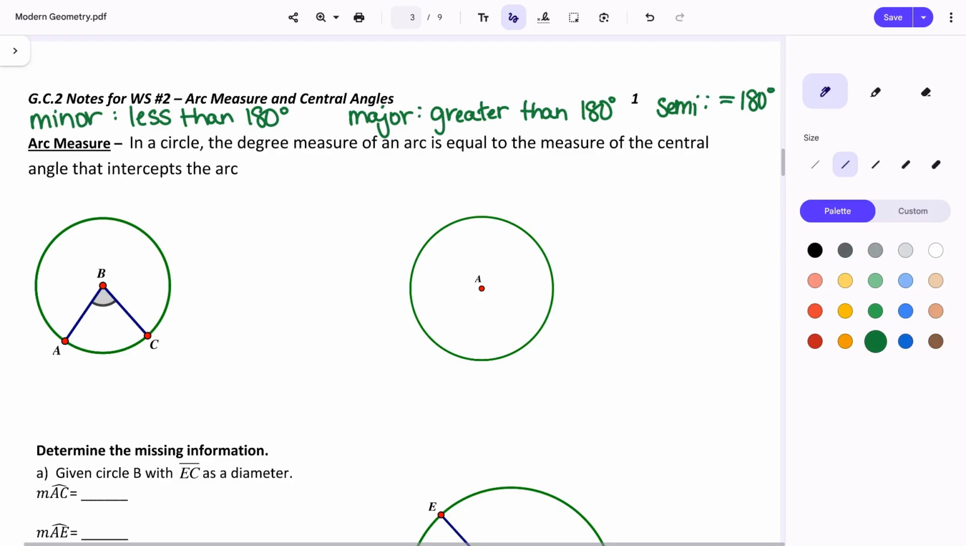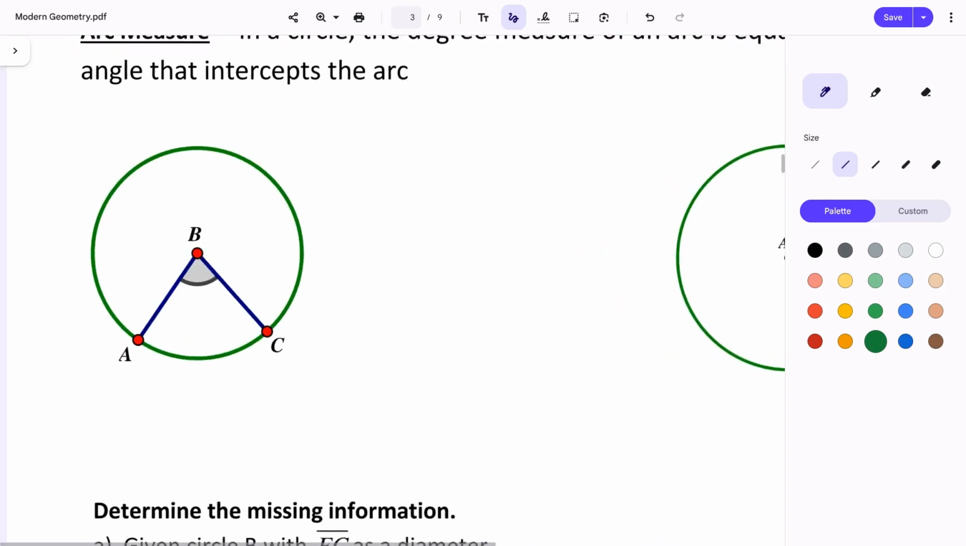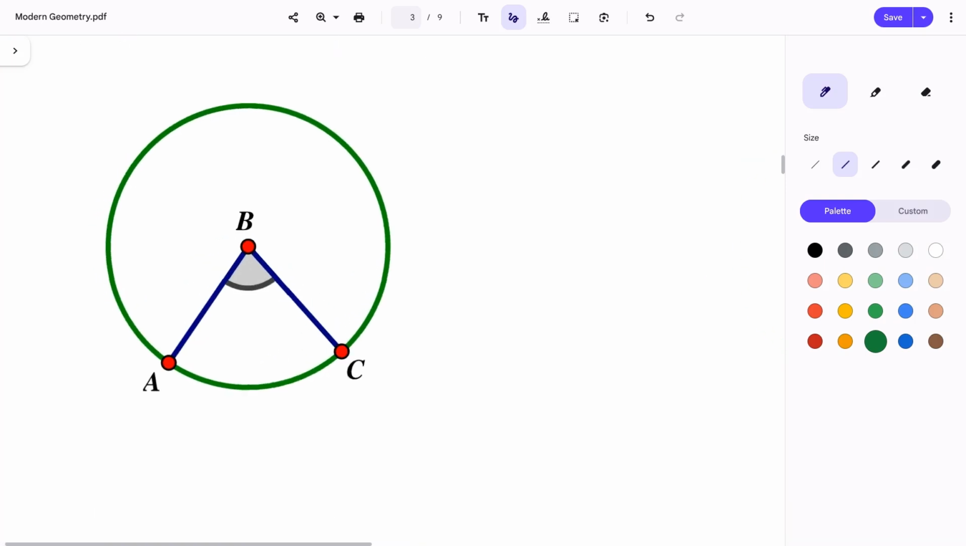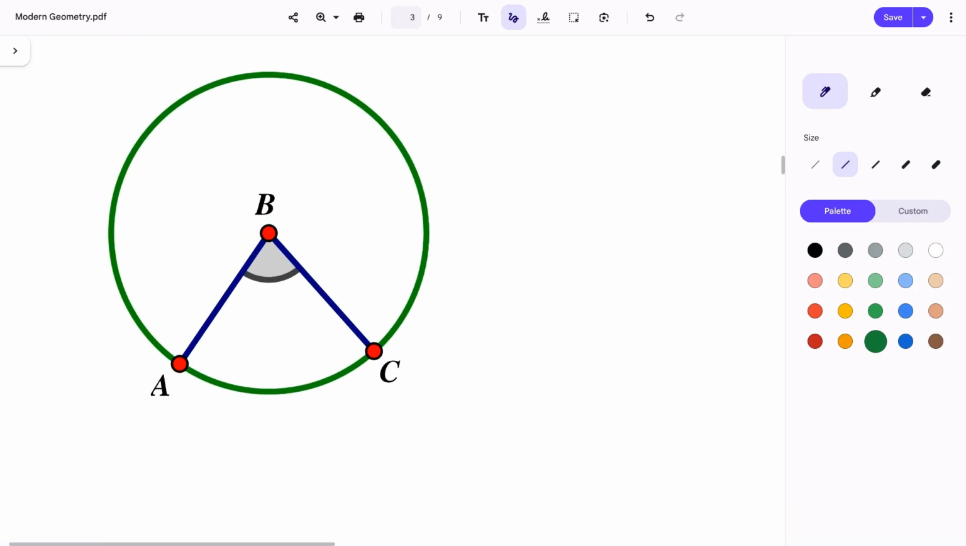Okay? Now, inside of a circle, if we look at this first one, there's also some terminology up above where it talked about arc measure. It said that in a circle, the degree measure of an arc is equal to the measure of the central angle that intercepts the arc. So let's talk about what that all means. In my picture here, notice how they drew in this angle on the inside.